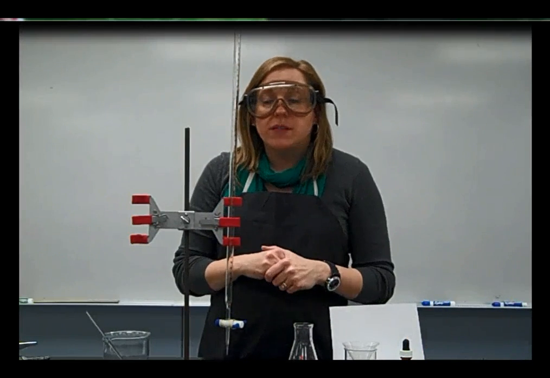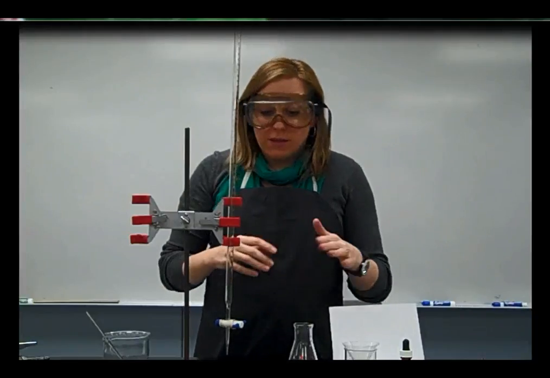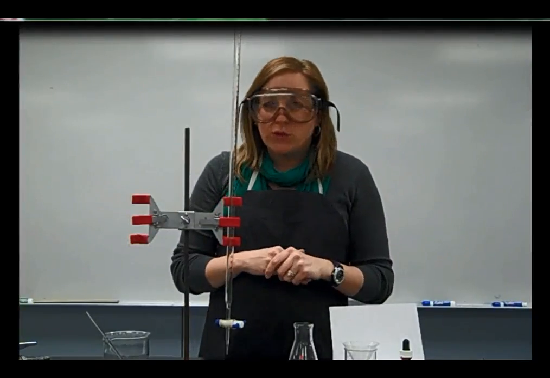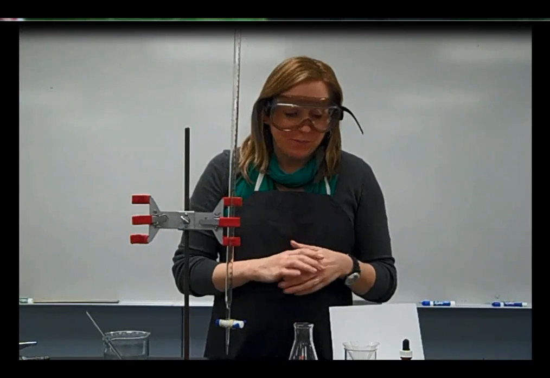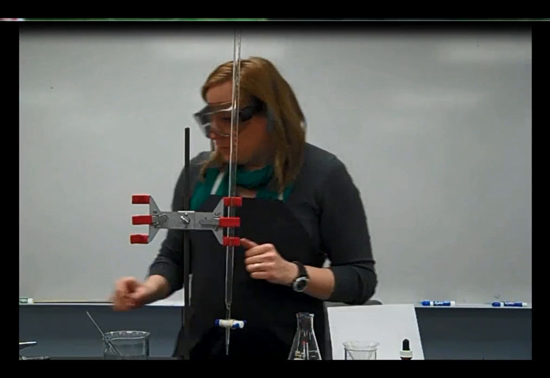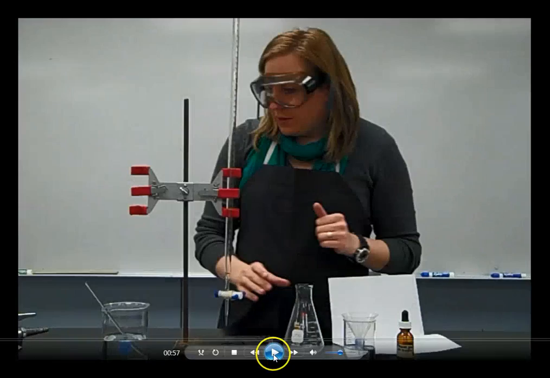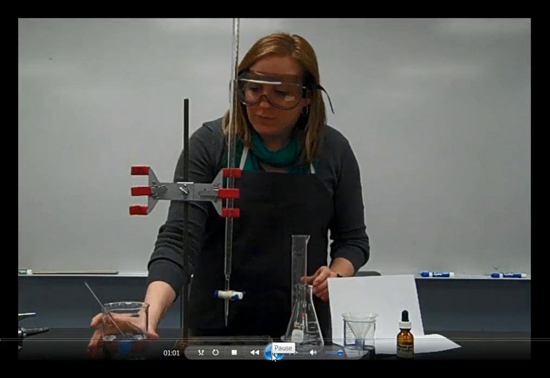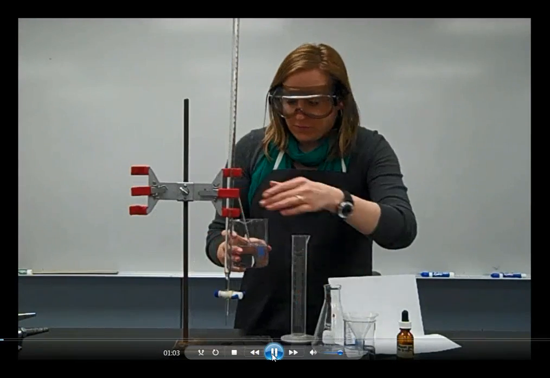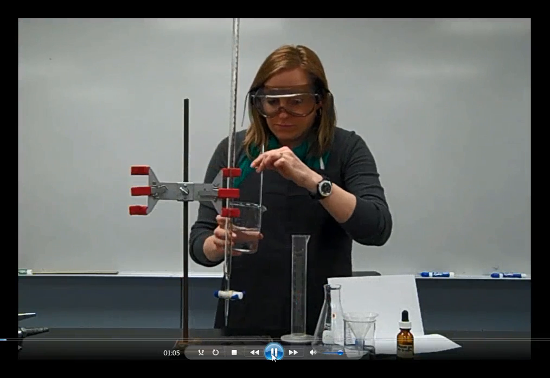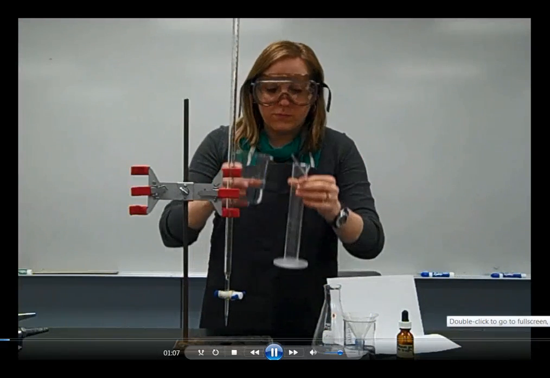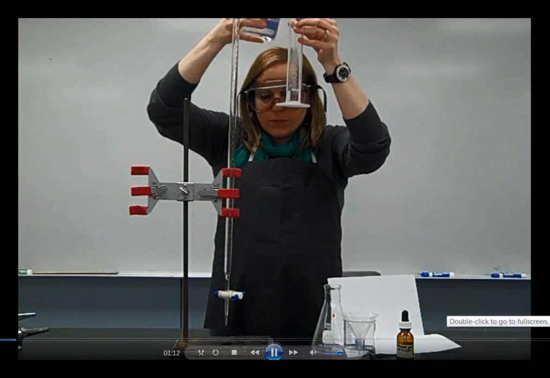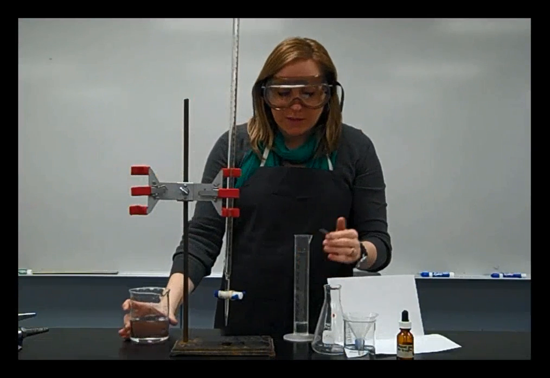Our first step is to place an aliquot of acid in the flask. An aliquot just means a set amount. Usually we use 10 or 15 milliliters. We'll use 15 in this example.